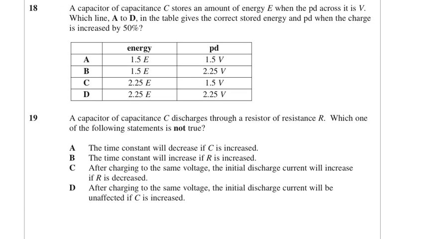A capacitor, a capacitance C, stores an amount of energy E when the potential across it is V. Which line A to D gives the correct stored energy and PD when the charge is increased by 50%? So for a fixed capacitance, if you increase Q, you also increase V. So we've got 1.5 Q, and we'd also therefore have 1.5 V, because they're directly proportional to each other for a fixed capacitor. So the energy would be 1.5 squared, which gives you 2.25. So we can eliminate the first two because they don't give the correct energy. And the potential difference would be this one. So it's going to be answer number C.